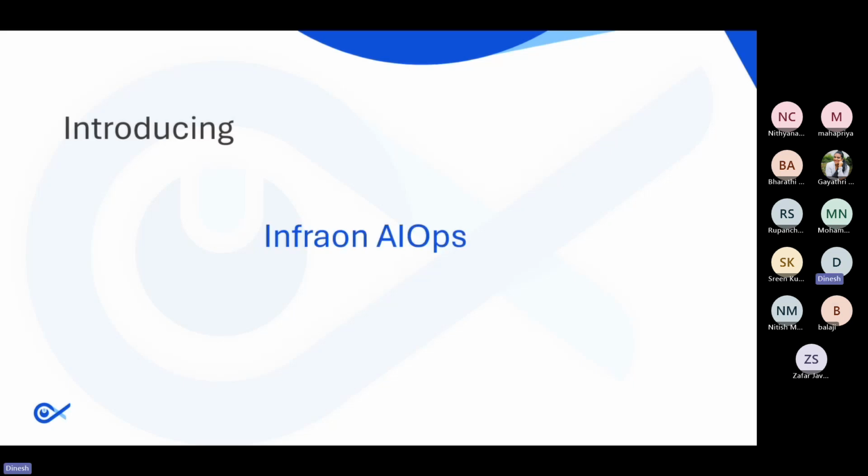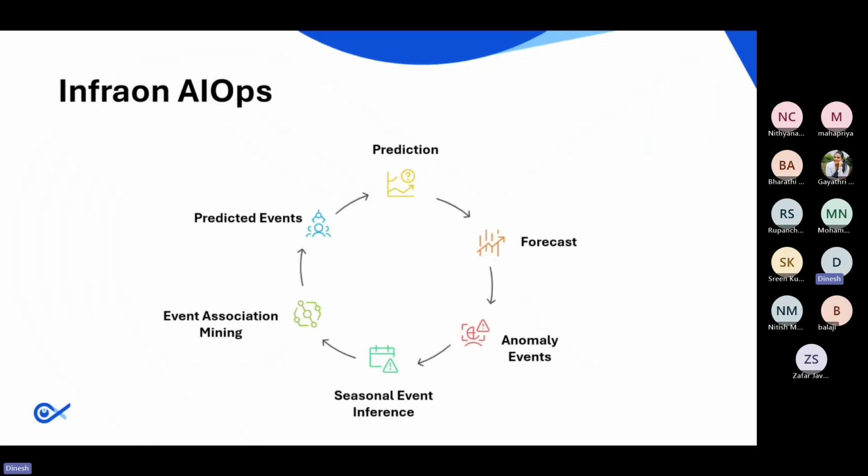So now let me introduce what Infraon AIOps is. What are the core capabilities of Infraon AIOps? We have predictive analysis, forecasting, anomaly detection, seasonal event interface, event association mining, and predicted events.